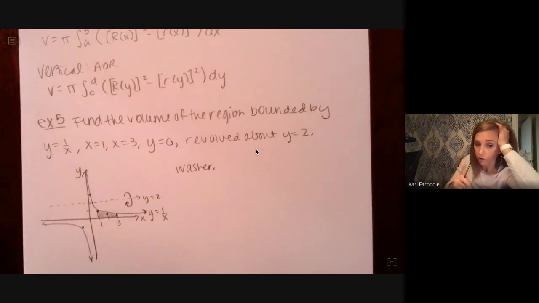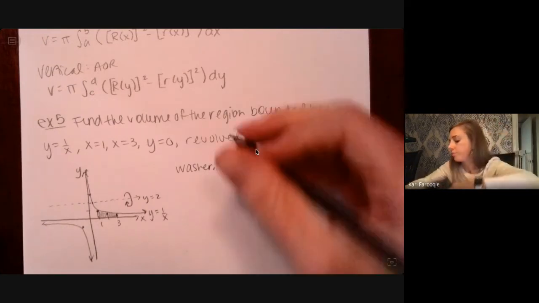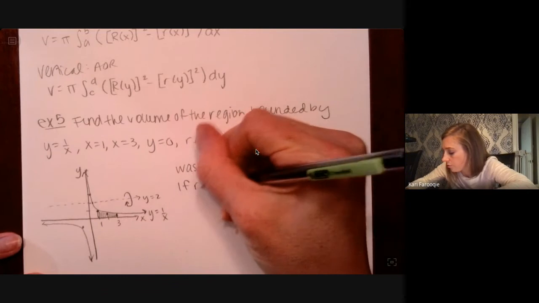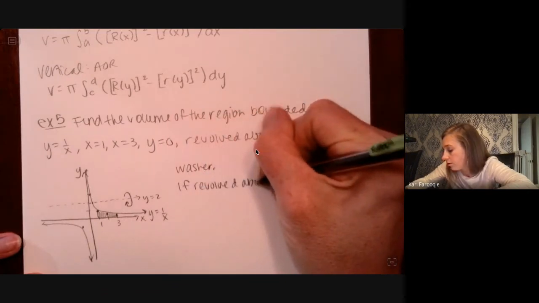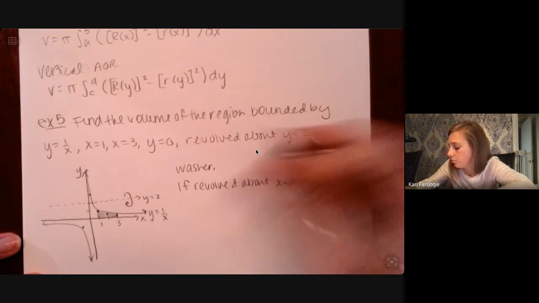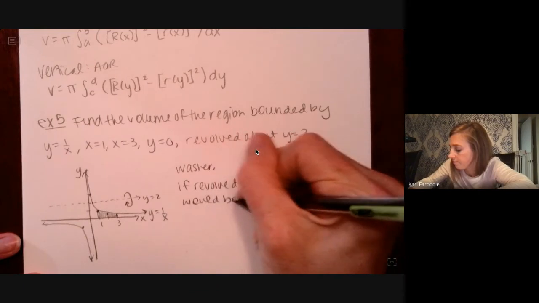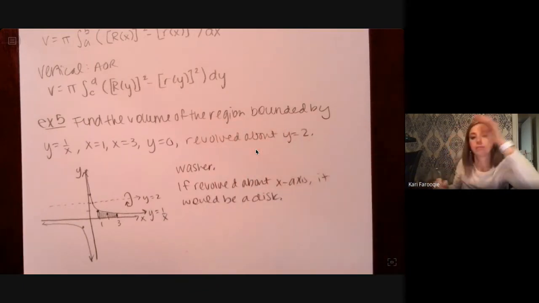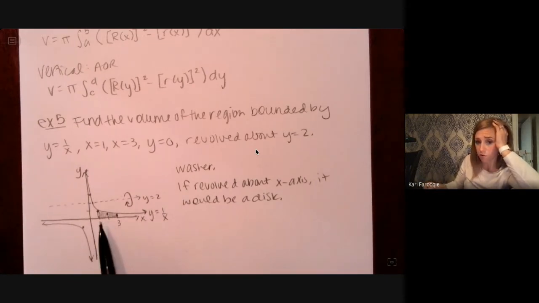Now, if I was revolving this about the line y equals 0, or the x-axis, then it would be a disk. Because notice that if it was revolved about the x-axis, I would still have a horizontal axis of revolution. But in this case, at every single point from 1 to 3 in this region, I would be touching the axis of revolution. But that's not the case with y equals 2.